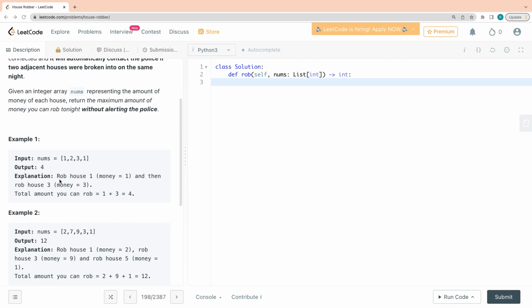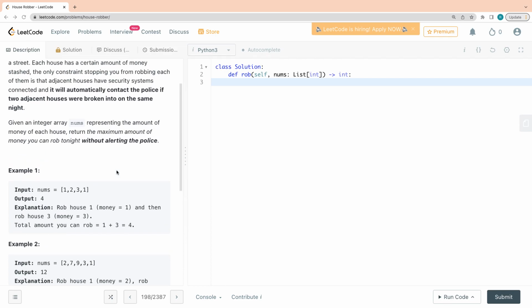Explanation: if you rob house one, so we collect the money one, we cannot rob the two, because these are two adjacent. So we can only rob the third house. So the total money that we can collect is four, because after robbing this you cannot rob the fourth one, because the third one and fourth one are adjacent houses.